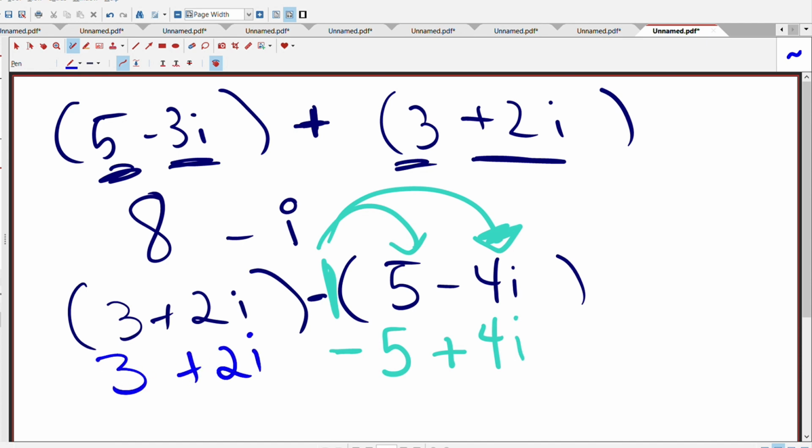And now I'm just going to look. I have a 3 and a negative 5. Those are my like terms. Signs are different. Subtract the two numbers. Take the sign of the larger. And then you have 2i and 4i, which is 6i.